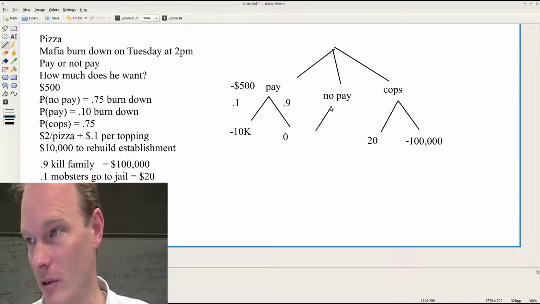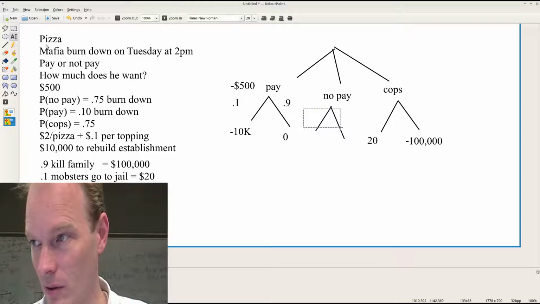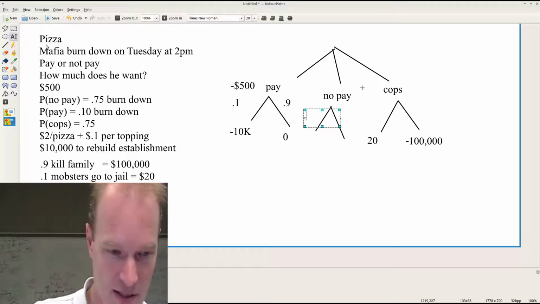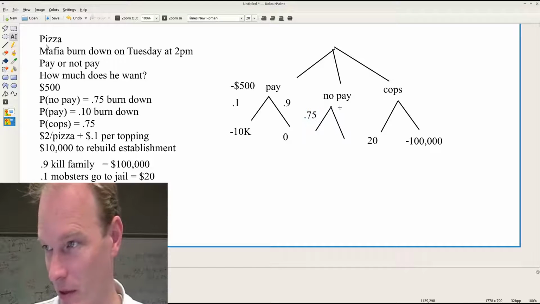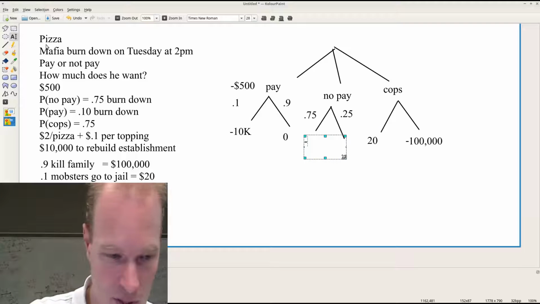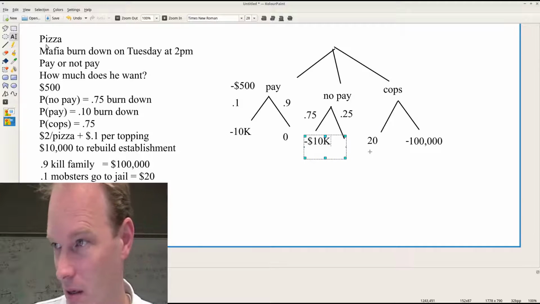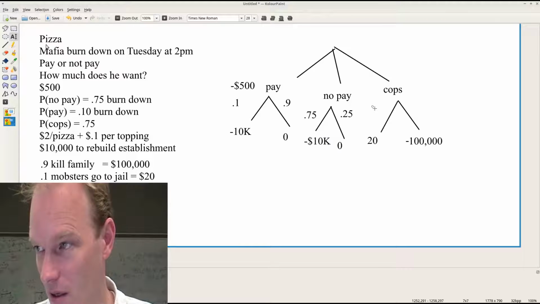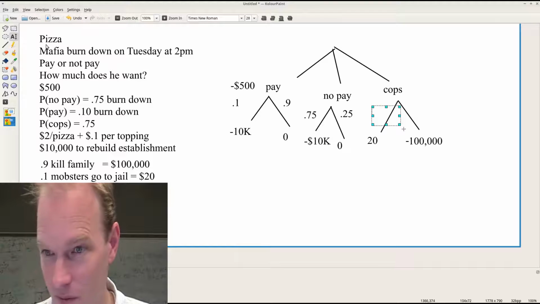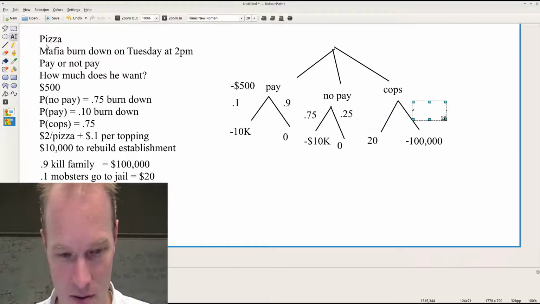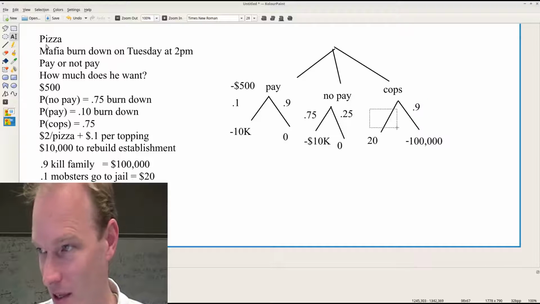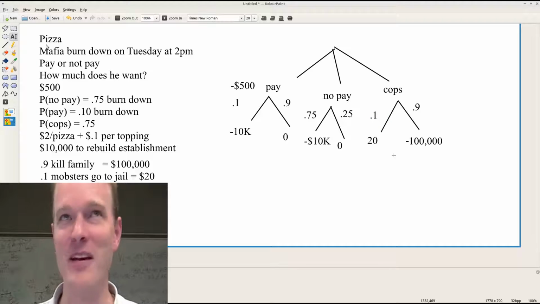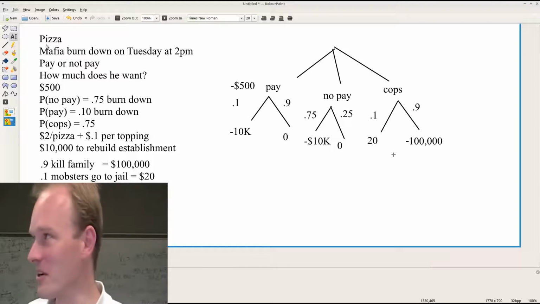If you don't pay, two things could happen. Now, there's a 75% chance that on Tuesday at 2 p.m. they'll burn down your establishment. So this is going to be a minus 10K. And the don't pay, that's another zero, isn't it? Okay. And do we have probabilities on the cops? Yeah. This was a 0.9. Did they kill your family? This is not a lot of faith in the cops. Apparently this is a pretty corrupt time.